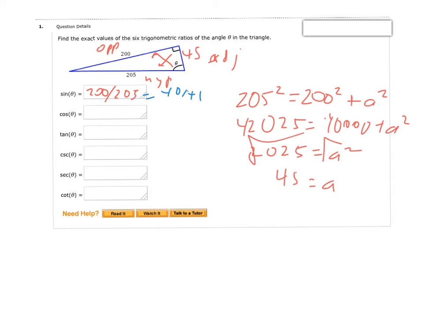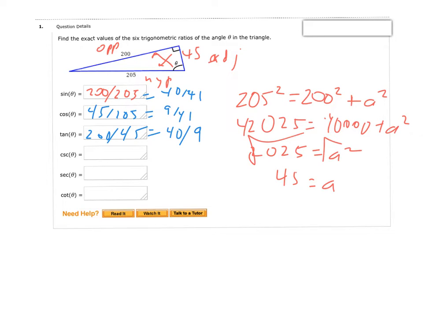Cosine then will just be the adjacent over hypotenuse. So that will be 45 over 205. And it's going to reduce to 9 over 41. And then tangent is opposite over adjacent. So that is 200 over, what will that be? Oh, adjacent 45, which will just reduce to 40 over 9.